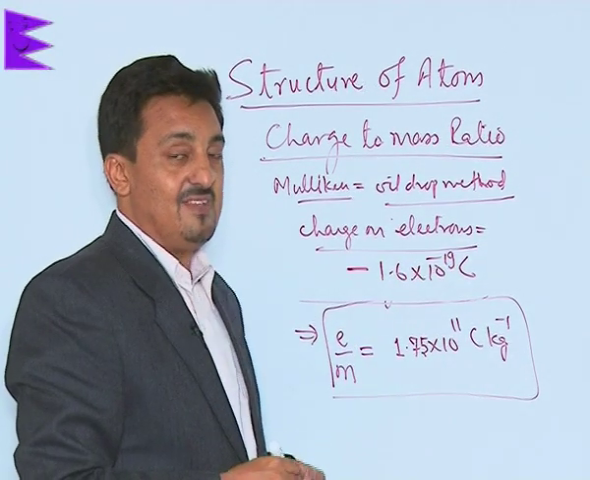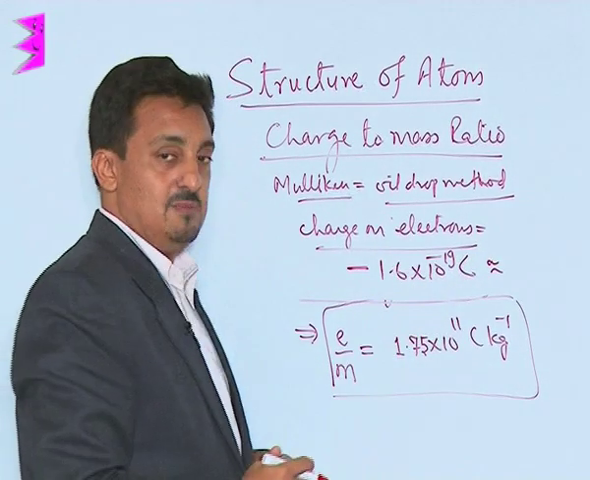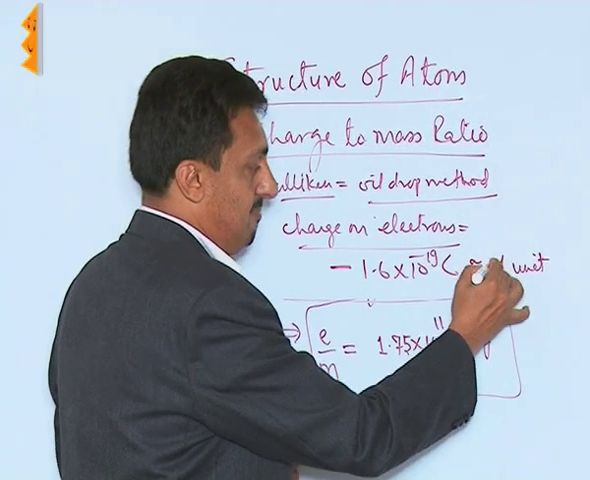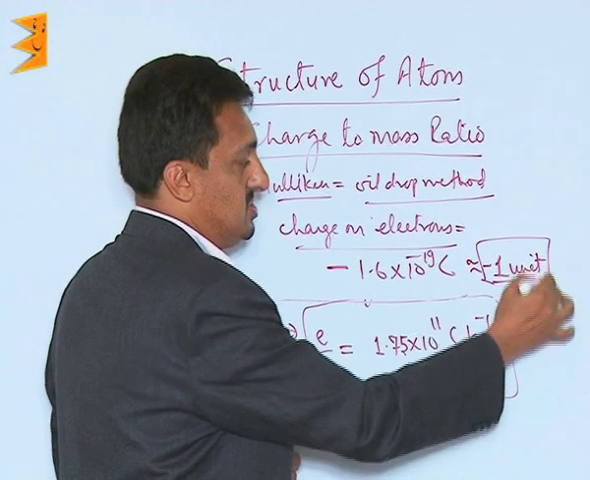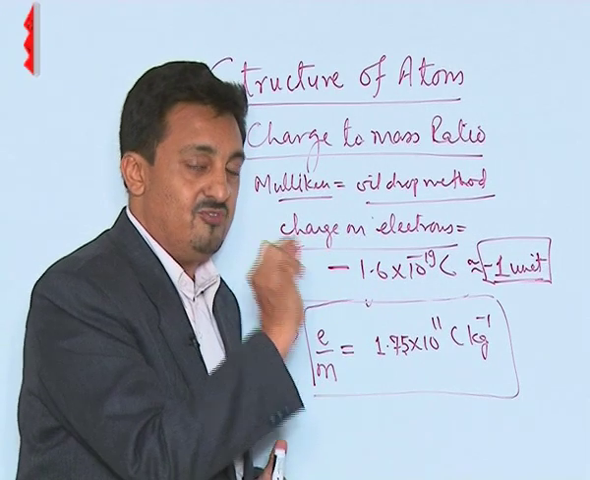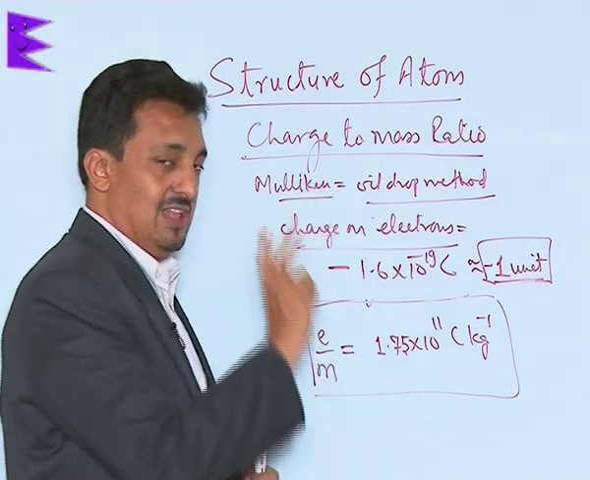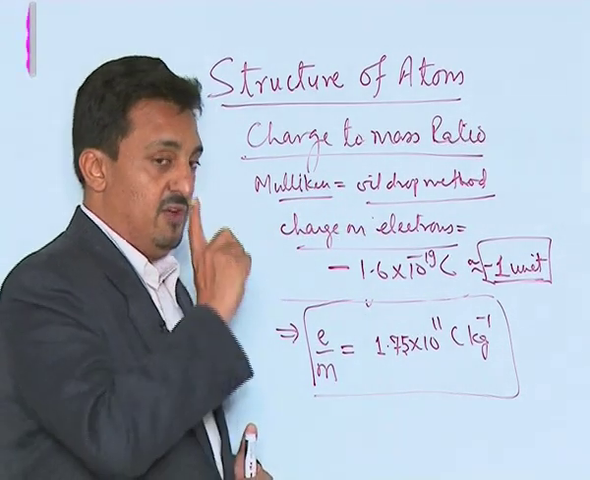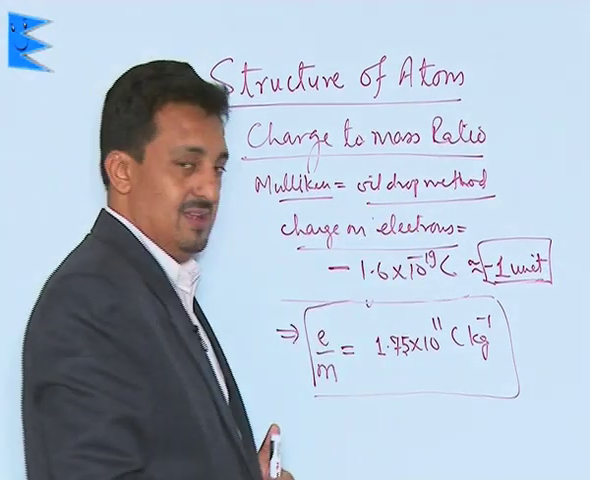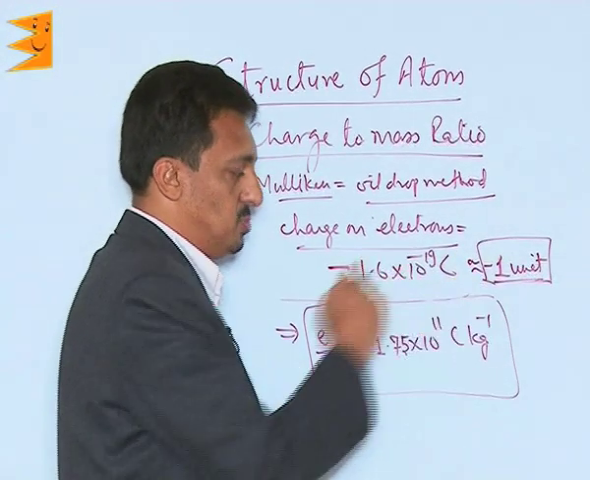So these are negatively charged particles, and this charge of 1.6 into 10 to the power minus 19 coulombs is called 1 unit charge, and we call it minus 1 unit charge. So this is the charge. Remember one more thing, the word electron was given by J.J. Thomson, and they knew that these particles of the cathode rays are negatively charged. It was proved later by Millikan in his famous oil drop method experiment that the charge on the electron is this much, which is also called minus 1 unit.